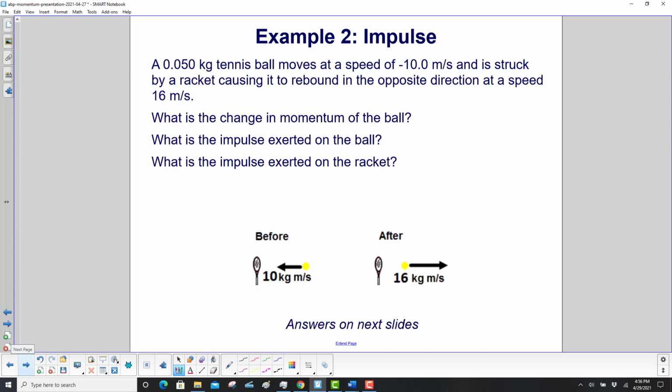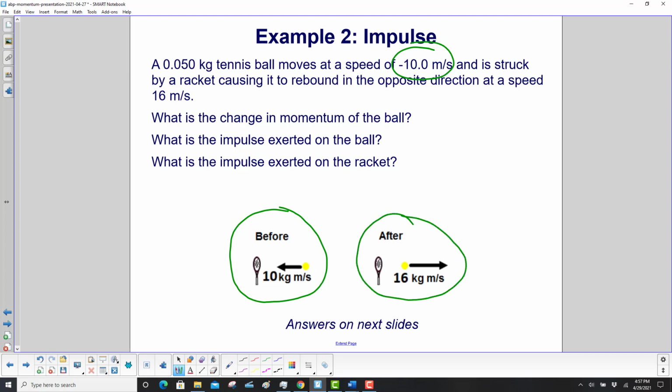A 0.050 kilogram tennis ball moves at a speed of minus 10 meters per second. That means it's moving to the left, as we show down here, and is struck by a racket, causing it to rebound in the opposite direction at a speed of 16 meters per second. What is the change in momentum of the ball? What is the impulse exerted on the ball? And what is the impulse exerted on the racket?